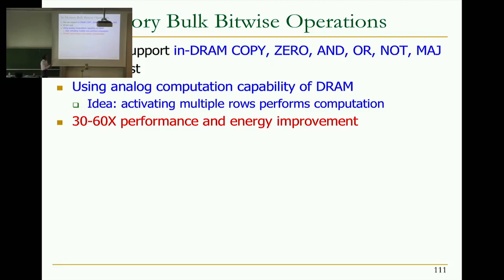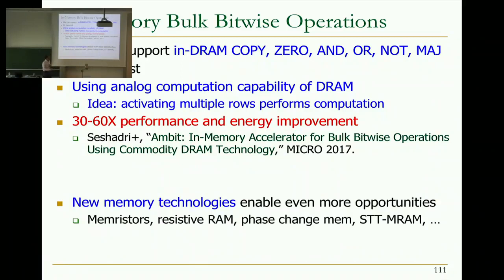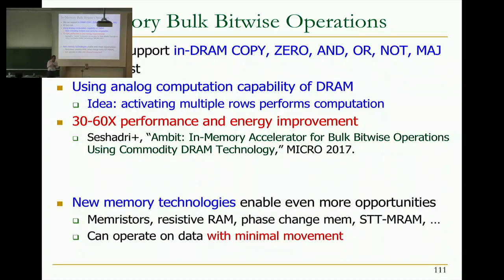I believe that new memory technologies like memristors, resistor RAM, phase change memory enable similar opportunities, maybe even better than DRAM, because they can operate on data with minimal movement, and they have this different structure. And you can actually mix the voltages, for example. So you can do computation without moving the data that much. In DRAM, you have to fundamentally move the data, because whenever you're reading something, you're destroying the data. You have to move the data at least a little bit so that you can operate on it. But in these technologies, you don't necessarily have to move the data.